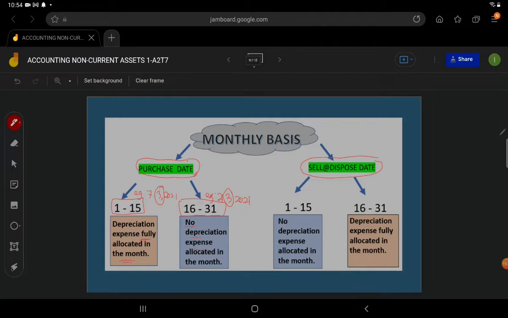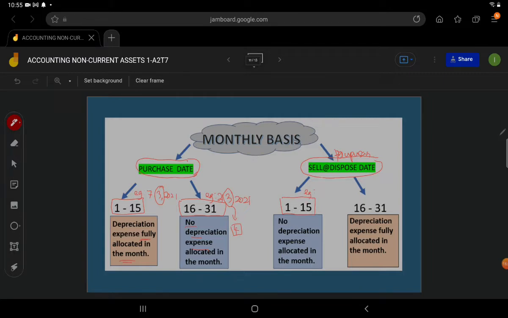So kita akan start depreciation expense pada bulan April. Right. This is monthly basis, for purchase date. If dispose date, right, bila pelupusan, maksudnya kita nak lupuskan aset kita setelah digunakan, so kalau kita lupus pada tarikh 1 hingga 15 hari bulan, no depreciation expense allocated in the month.